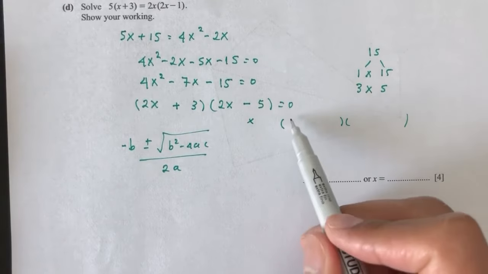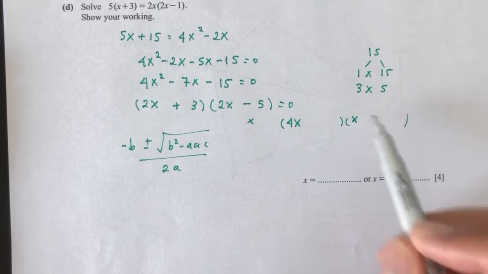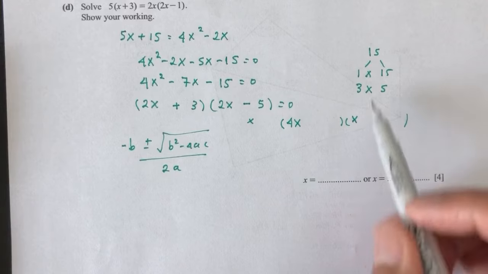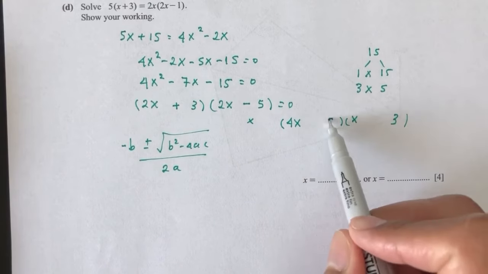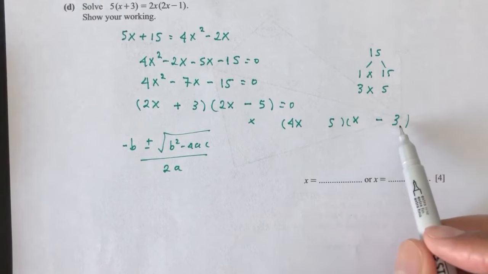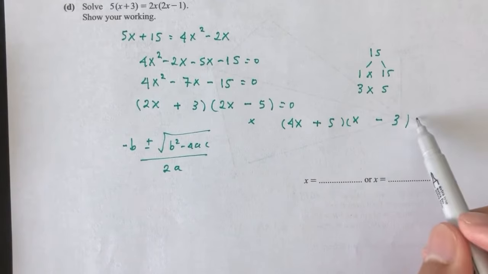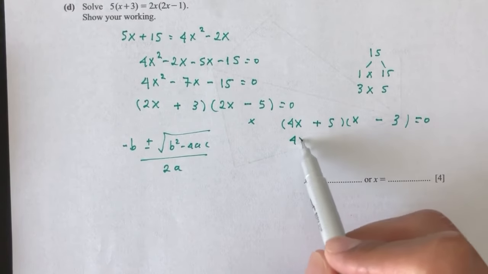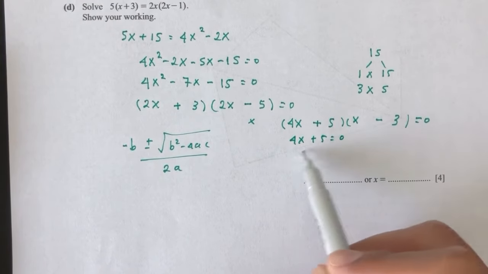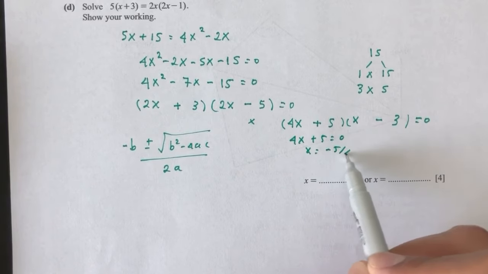So what is 4x squared? It is 4x times this. And then if you try 3 here and 5 here, we have 4 times minus 3, that will become minus 12, plus 5x, that will become minus 7. So your answer will be 4x plus 5 equals 0. X will be minus 5 over 4.